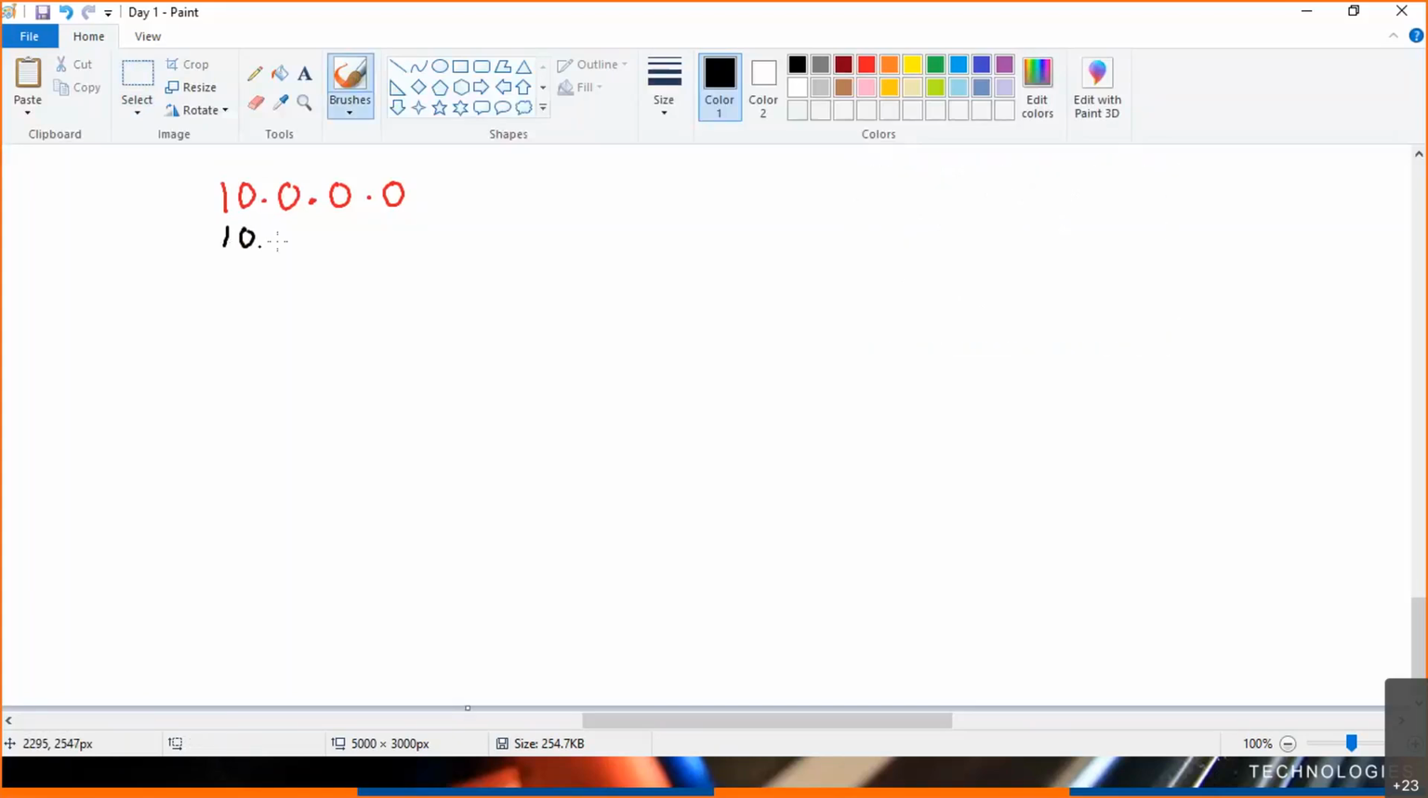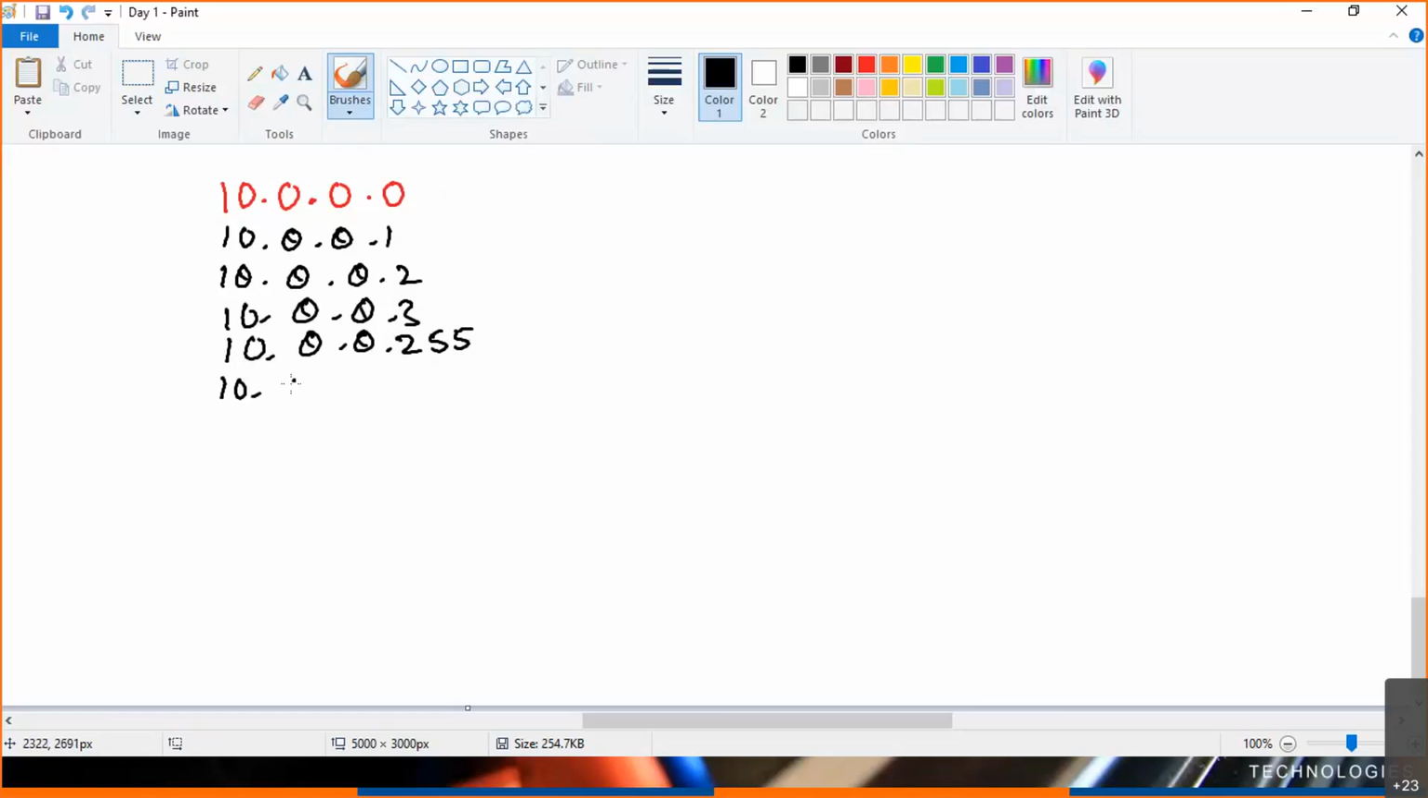So 10.0.0.1, 10.0.0.2, 10.0.0.3, up to 10.0.0.255. Now what will be the next IP address? 10.0.1.0. So the fourth octet is done now. The next octet has to be changed, right?